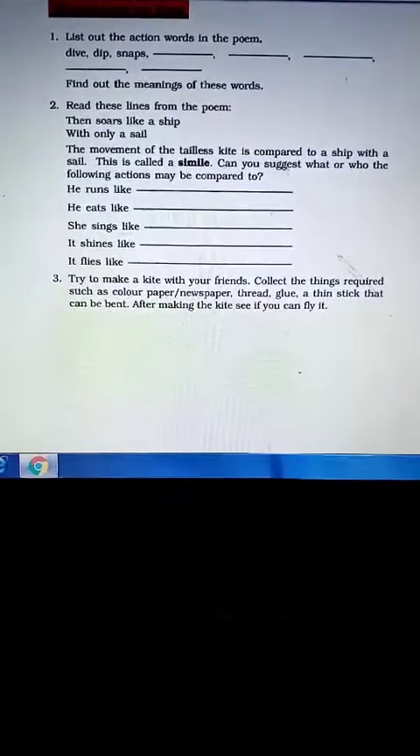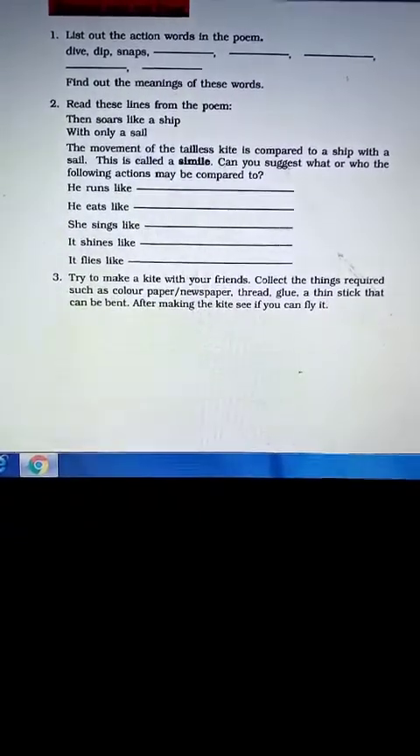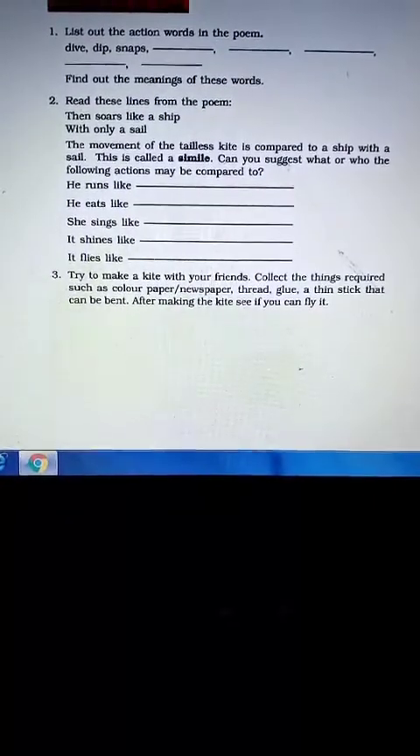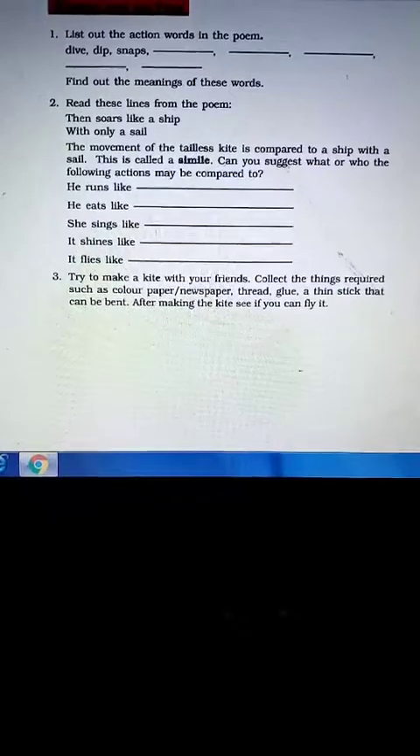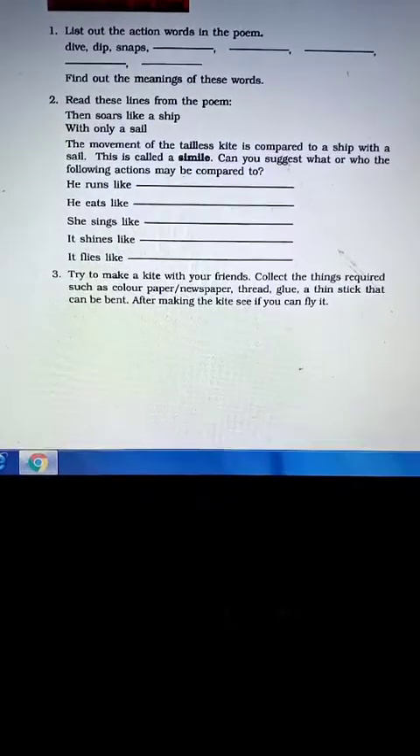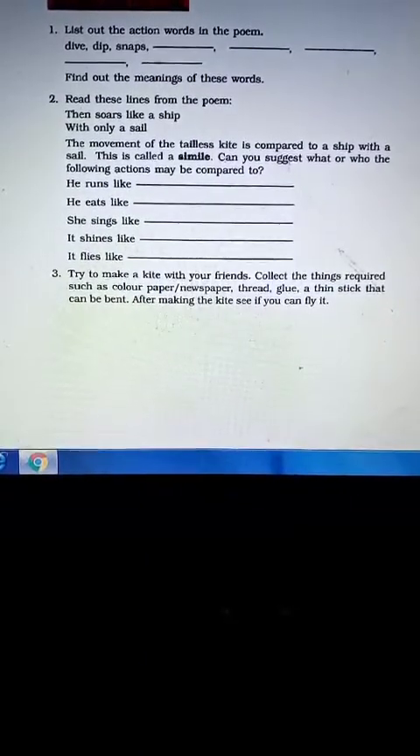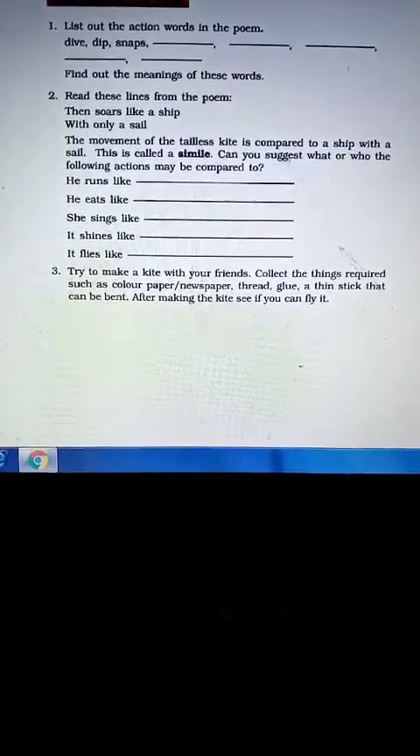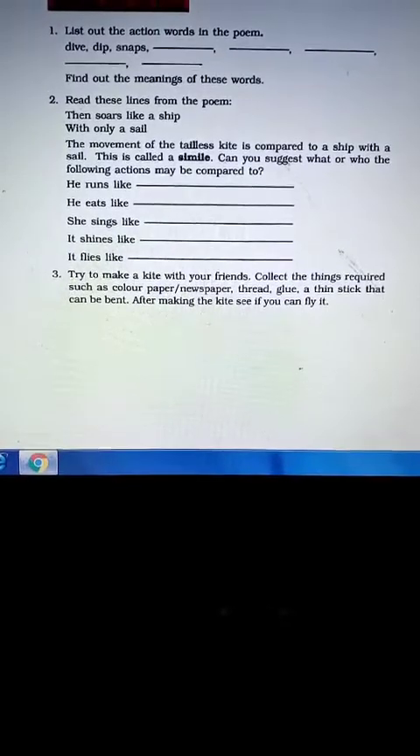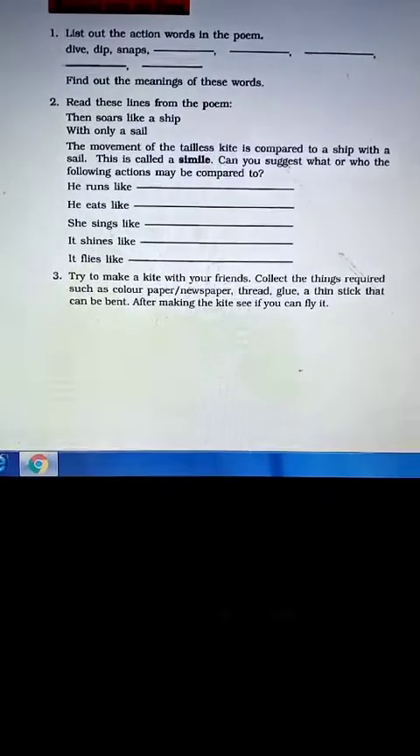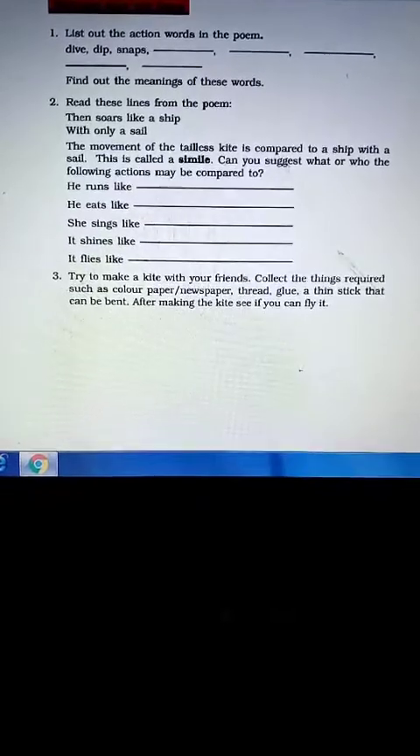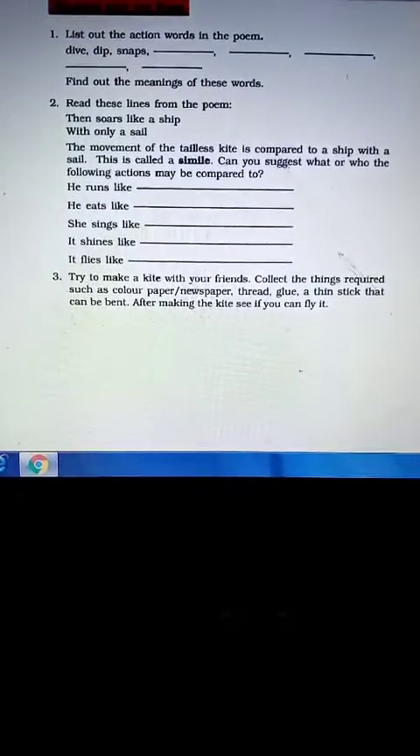So here we are comparing with the word like. We can also compare this with the word as. For example, he runs as fast as a cheetah. Okay, are you understanding the change between use of as and use of like? He runs as fast as a cheetah or he runs like a cheetah. Where you are understanding what is compared, the fast action.